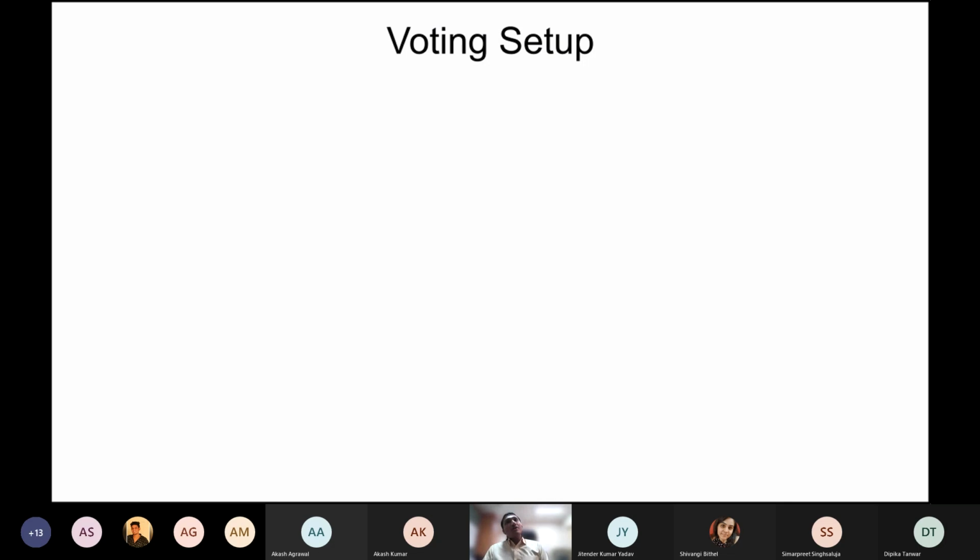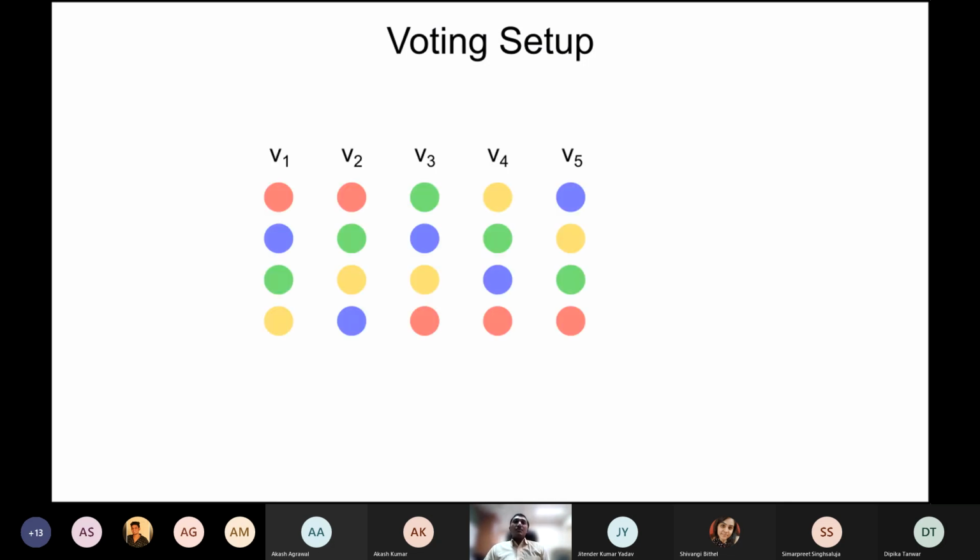Okay, so here's the model that we are going to be thinking about today. The input to our problem looks like this. These V1, V2, etc. are going to be the voters. There are 5 voters here, and these colored circles are the candidates.